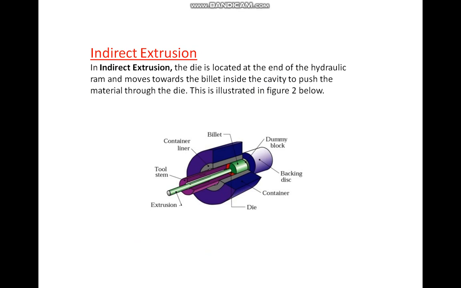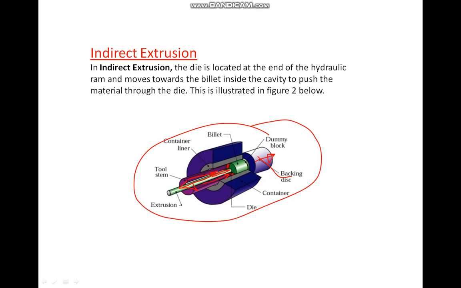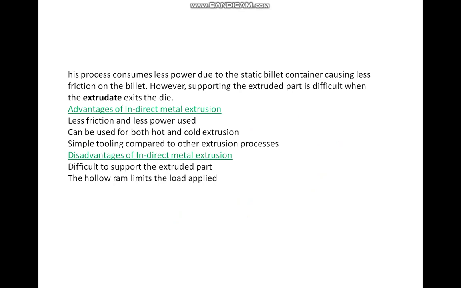In indirect extrusion, this is the block diagram of the indirect extrusion process. In this case, this is the ram, this is the billet. This billet is moving in this direction. This ram is moving in this direction. Both are moving in opposite directions. The ram is hollow, and through the opening of the ram, the billet comes out. This is called the extruded component. So this is all about indirect extrusion or backward extrusion process.